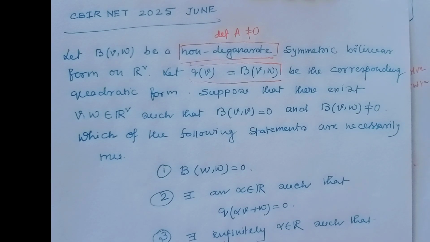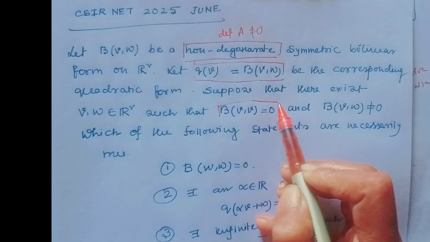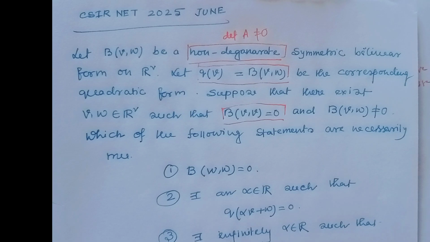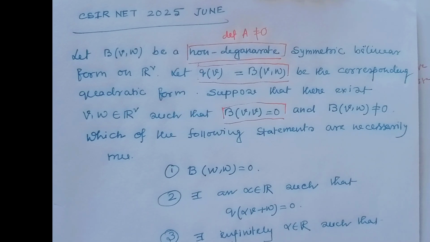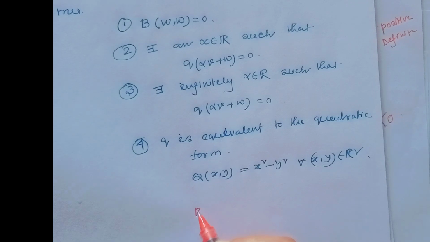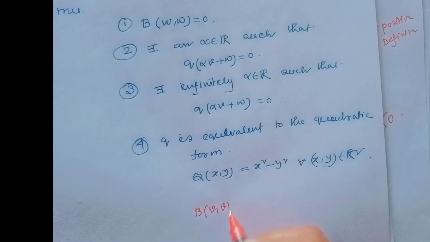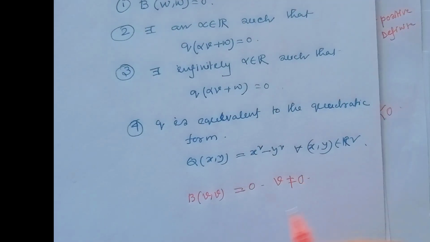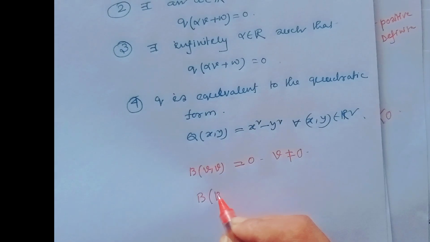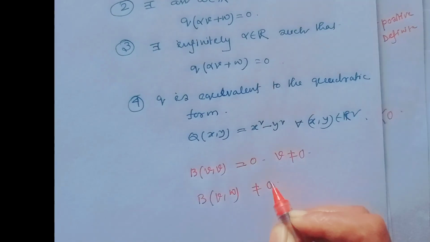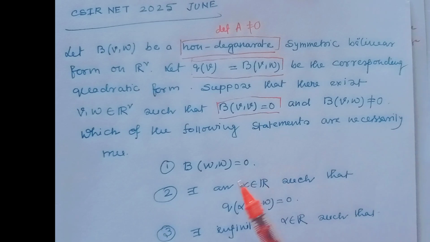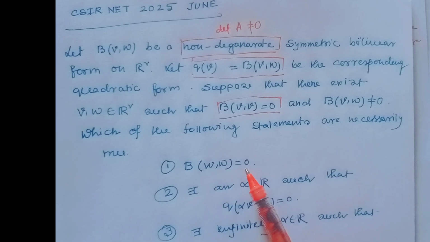Suppose that there exists V, W belonging to R2 such that B(V, V) equals 0 and B(V, W) is not equal to 0. Here it is given that the bilinear form of a non-zero vector with itself is equal to 0, and B(V, W) is not equal to 0. Then which of the following options are necessarily true? Option 1, B(W, W) equal to 0?